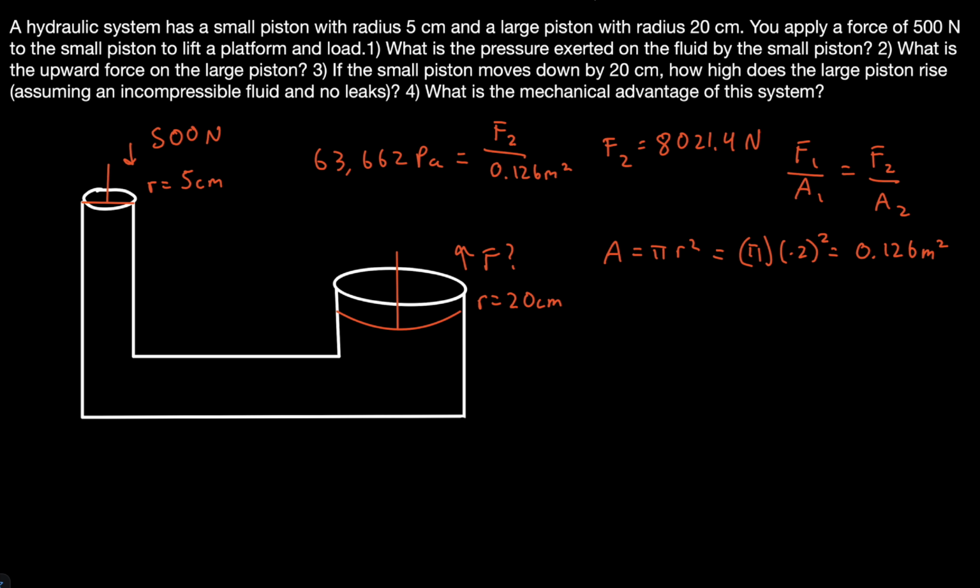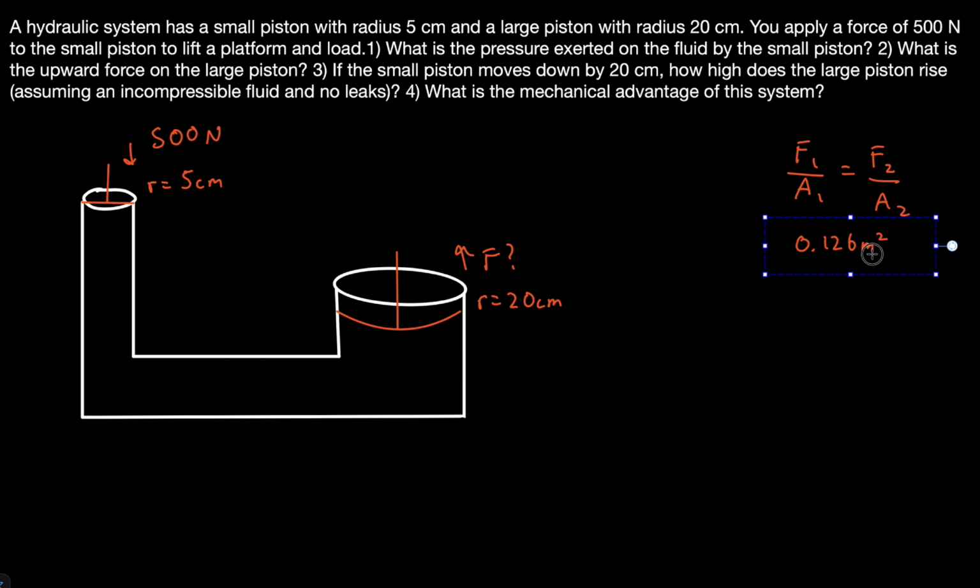Now, if the small piston moves down by 20 centimeters, how high does the large piston rise? So for this question, we're going to be using a different equation. So let me just remove this stuff over here, and we're going to need our area. So our area over here for our large piston is 0.126, and our area for our small piston, A1, equals 7.854 times 10 to the negative 3 meters squared.